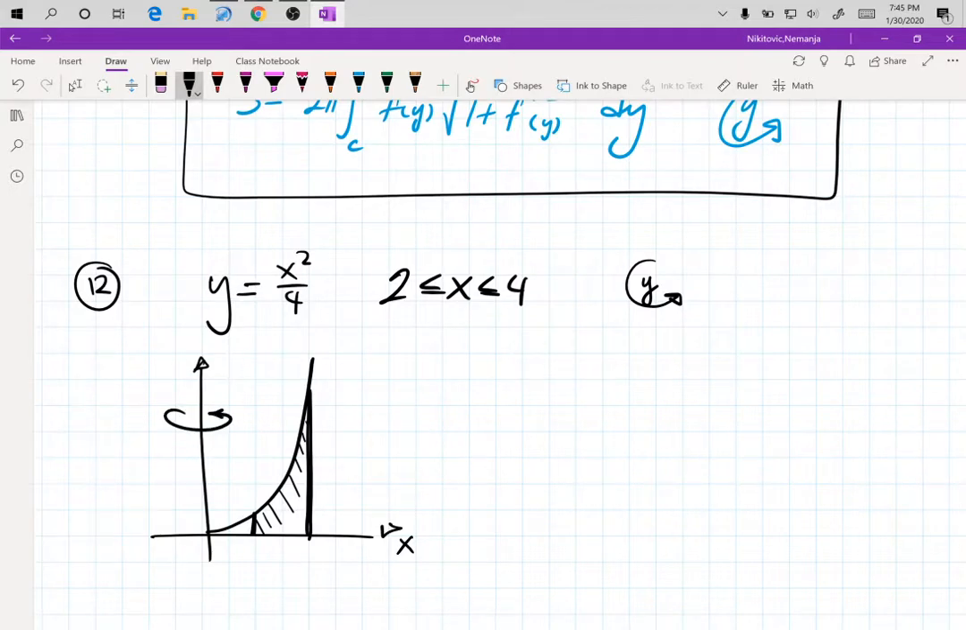We're going to rotate that on y, and if I'm rotating on y, I must use a dy integral, and if I'm using a dy integral, I have to have everything as f of y. So that means that I have to switch my function, right? I have to switch my function.